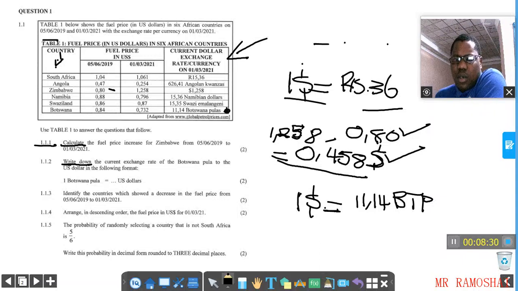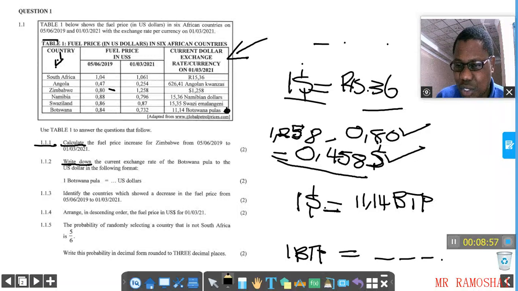Now, let me leave it like this. Is the answer requiring the exchange rate to be like this? No, totally not, right? So they want the answer as 1 Botswana Pula is equals to what dollars?